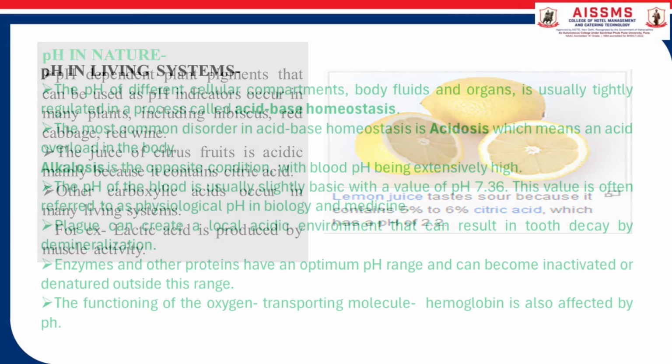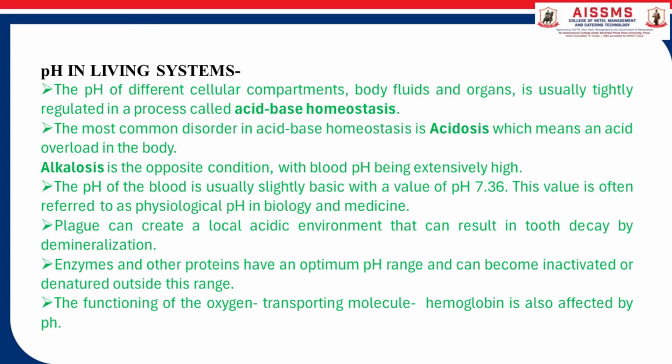pH in the living system, some examples. The pH of different cellular components, body fluids and organs is usually tightly regulated in a process called acid-base homeostasis. The most common disorder in acid-base homeostasis is acidosis, which means an acid overload in the body. Alkalosis is the opposite condition, with the blood pH being excessively high.